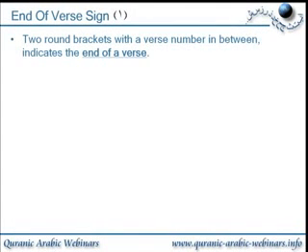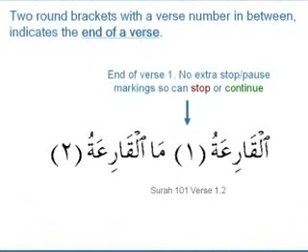Okay, so the first one then, end of verse sign. 2 round brackets with a verse number in between indicates the end of a verse. So simple example here. So this is from Surah 101 and it's verse 1 and 2. And all I'm trying to show here is you've got these end of verse markers. So we've got verse number 1 and verse number 2. So again, the Arabic comes first, i.e. the verse itself, then the number of the verse.